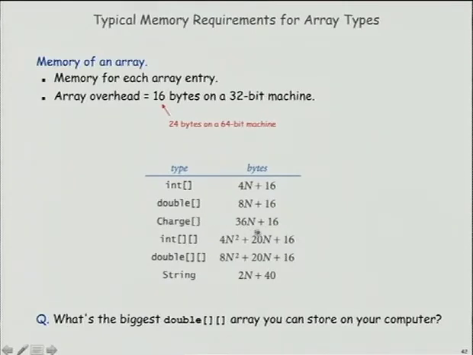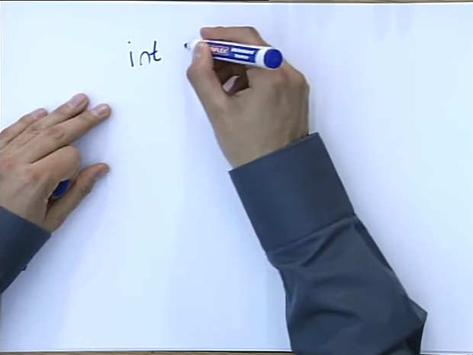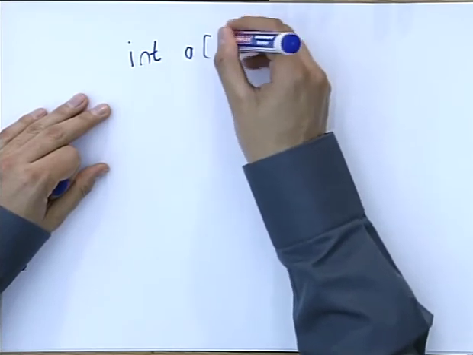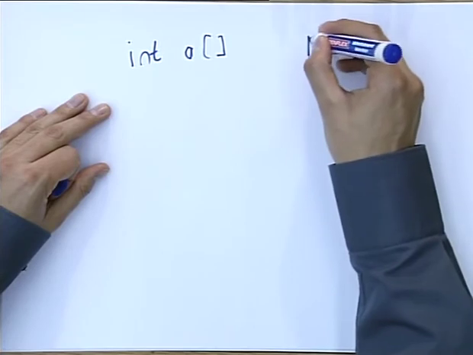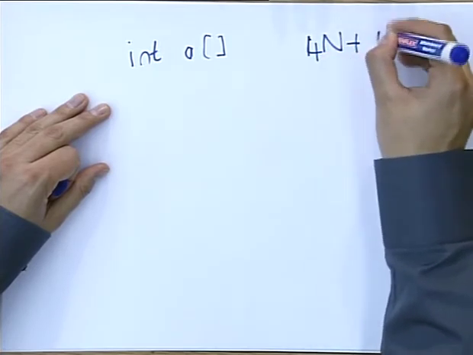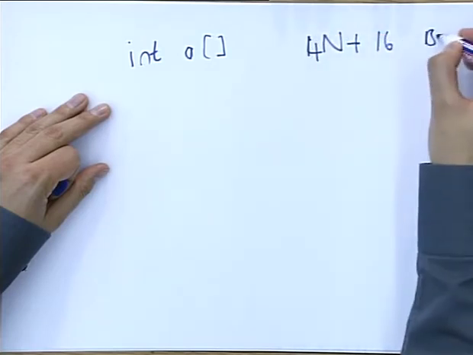In the case of the charge object, we have the 16, the 36, like the 16 byte overhead for that, and then we have the references to these charge objects. Then we have this int array over there. So let's see if we can work that out. So remember, an array of int, so int a of size n would have 4n plus 16 bytes of memory.